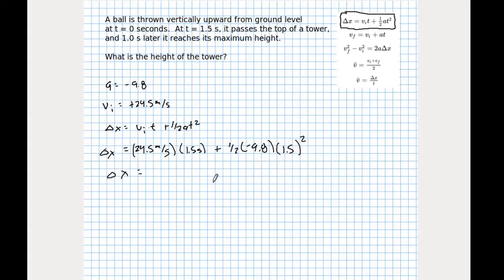There are no unknown variables, just the one I already rearranged for on this side to get the displacement. I'm going to take 24.5 times 1.5 and then add that to the result of 1/2 times negative 9.8 times 1.5 squared. So 24.5 times 1.5 is 36.75 meters. And here I've got 1/2 times negative 9.8, that's negative 4.9. And 1.5 squared is 2.25.